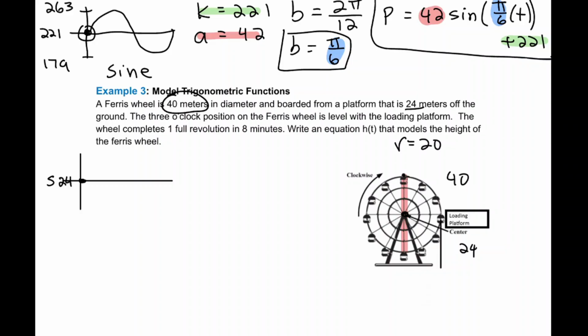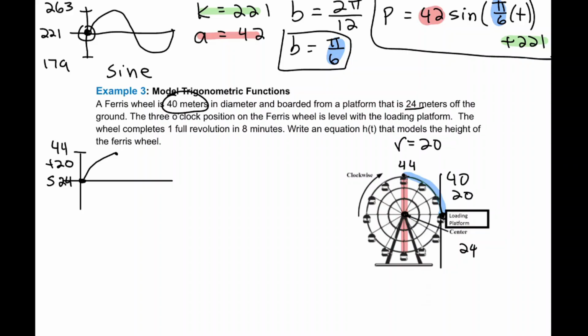So if I think about it, you're starting here on the wheel. You're going to start rotating as you go around. You're going to go up to the top of the wheel. When you get to the top of the wheel, this is 20 plus the 24 from the center. So that would be when you're up at 44. That would be when you're up at the top. This would be your maximum. You're going up by 20.